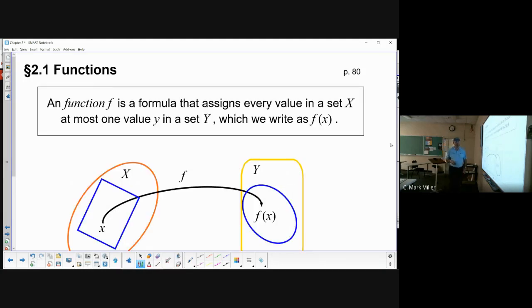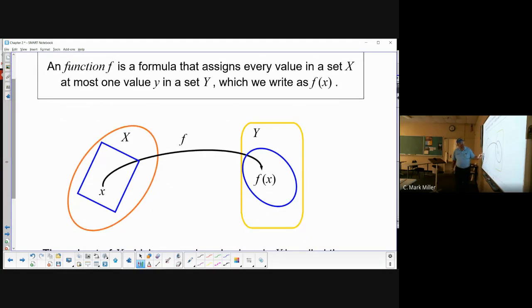All right, functions. This is something I probably should have put in an introductory video, but a function is just a formula that assigns every value in some set at most one value in another set. Okay? At most one value. So if I have a set X, not every value in the set X is going to get assigned somewhere. It's like not everyone's going to get picked for the team. But if you get picked for the team, you get picked on one team, not 3.